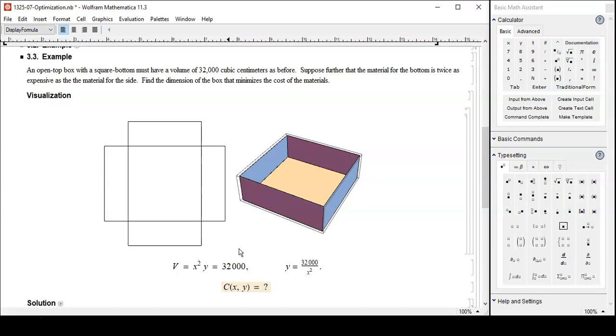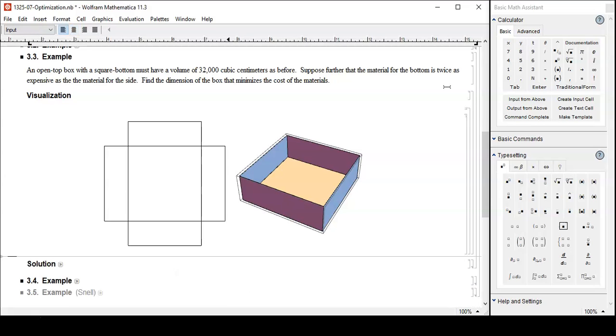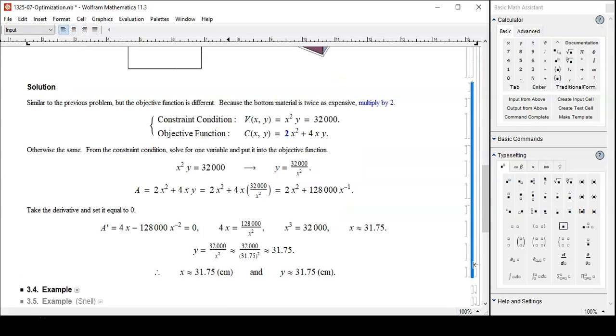But there's a bit of a problem here. This bottom is twice as expensive. So somehow you have to adjust for that. How do you do that? Try to figure it out on your own. Stop the playback and try to figure it out on your own. What do you have? Did you get it? Well, here we go. Here's the solution.